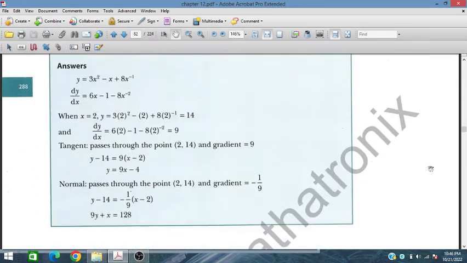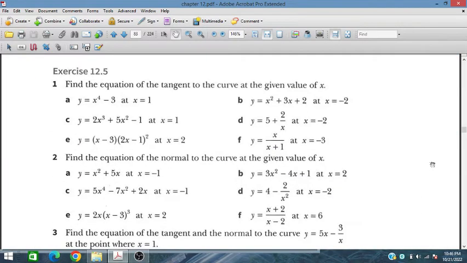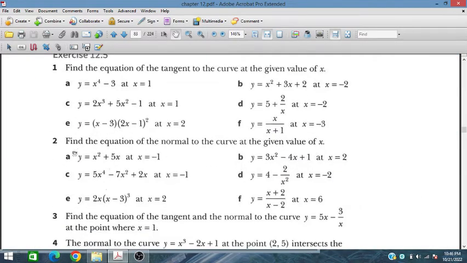So this is number 2. The equation of normal at the given value of x. So we need to find the equation of the normal. In the first part we obtained the equation of tangent. Now we are solving the equation of normal.